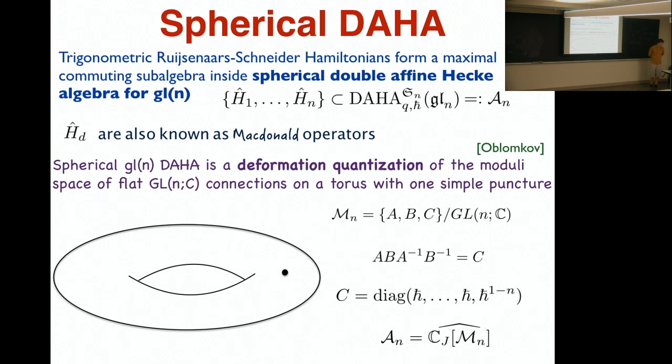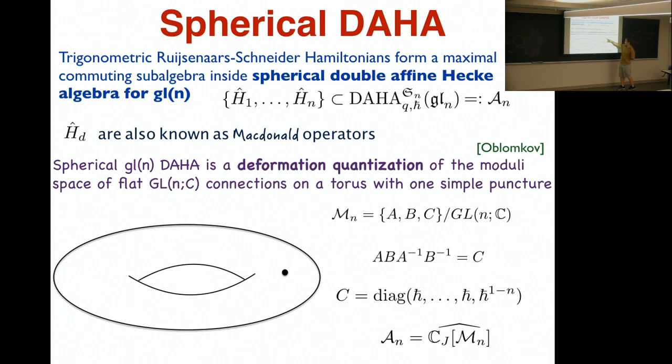Because yeah, we take the space that I was describing, the moduli space of flat GL(n,C) connections on the torus with one puncture, and you do the deformation quantization of the moduli space in certain complex structures. There's a paper by Hecke which says how this local system is described.